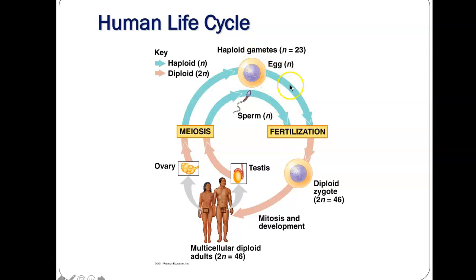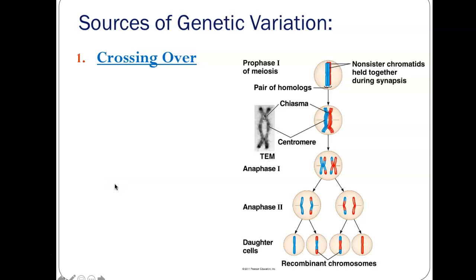Boom, they come together, fuse, and form a diploid zygote. Both sets of chromosomes, diploid. Through the process of mitosis and development, it forms a big human. It's so beautiful, right? And then the process just goes over and over again. All right, so hopefully you kind of understood that a little bit.